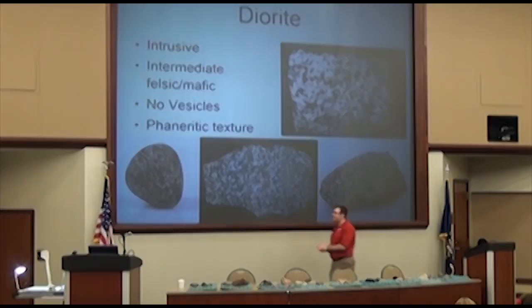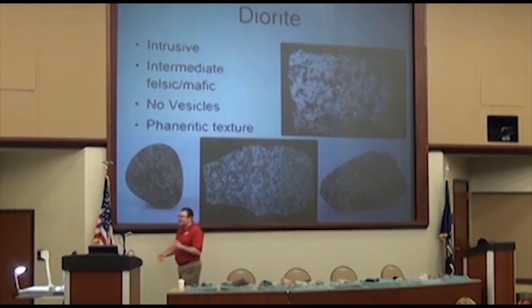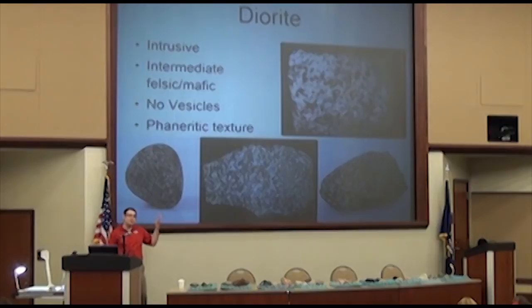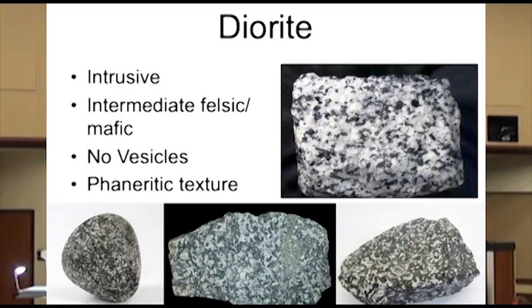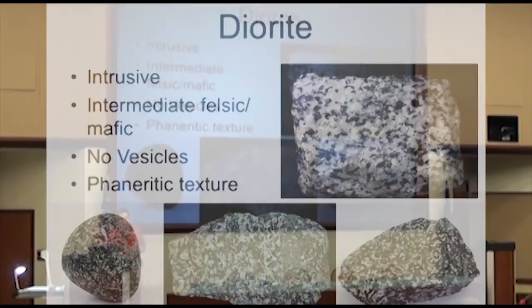They cooled underground. And it's kind of in between that felsic and mafic. It's got some dark, it's got some light, it has minerals from both groups. So we call it intermediate. It's kind of in the middle. It shouldn't have any vesicles, much like granite. It would be extremely rare for you to find a piece with a bubble in it. And the crystals are pretty easy to see, so it's got that phaneritic texture.